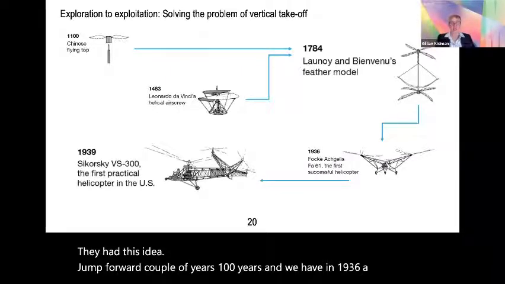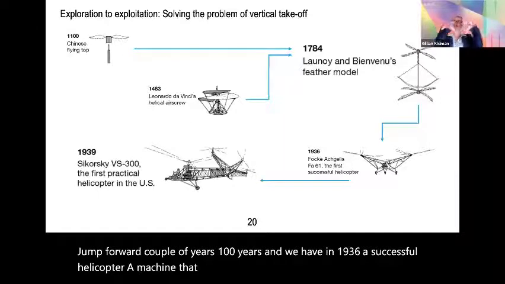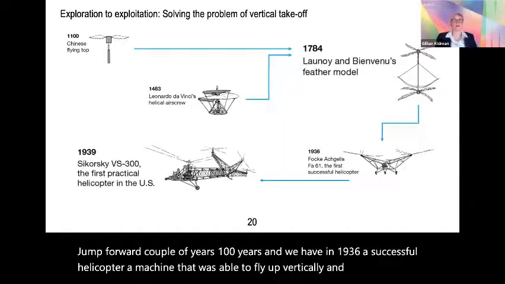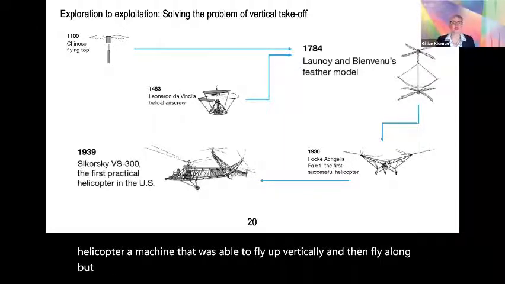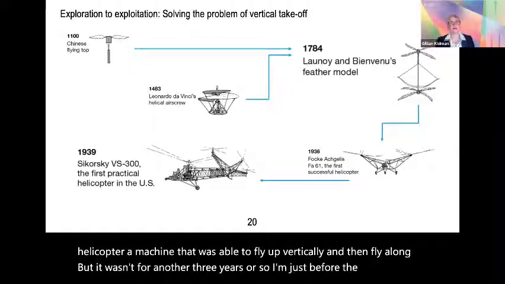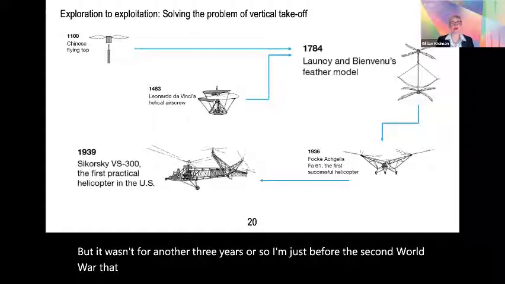Jump forward another couple of hundred years, and in 1936 we have a successful helicopter, a machine that was able to fly up vertically and then fly along. But it wasn't for another three years or so, just before the Second World War, that some folk in the US made a practical helicopter.